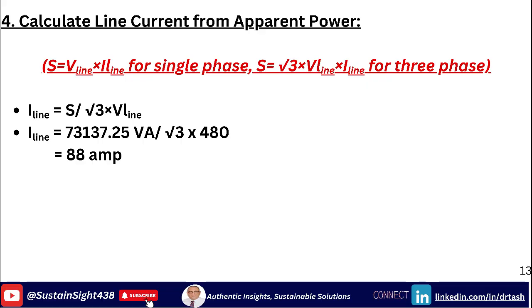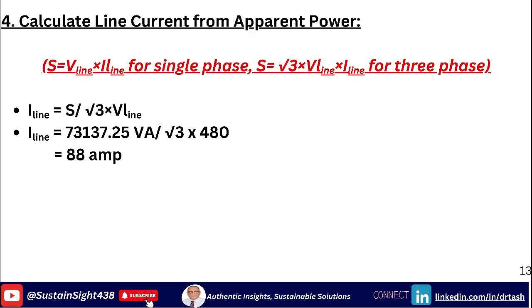This value directly relates to the current. Finally, we use the three-phase power formula to find the line current. Remember, apparent power, S, in a three-phase system is the square root of 3 times the line voltage, VL, times the line current, IL. We want to find IL, so we rearrange the formula. IL equals the apparent power, S, divided by the product of the square root of 3 and the line voltage, VL. We have our values. S is 73,137.25 VA, and VL is 480 volts. The square root of 3 is approximately 1.732.